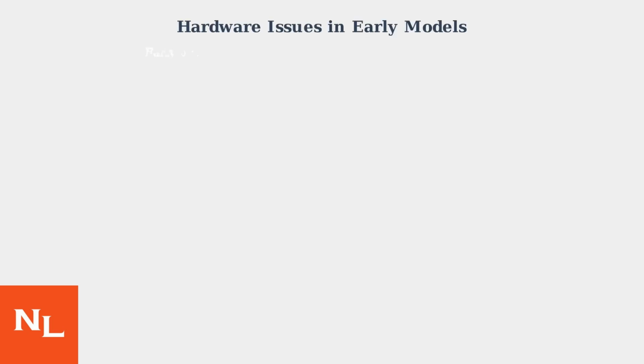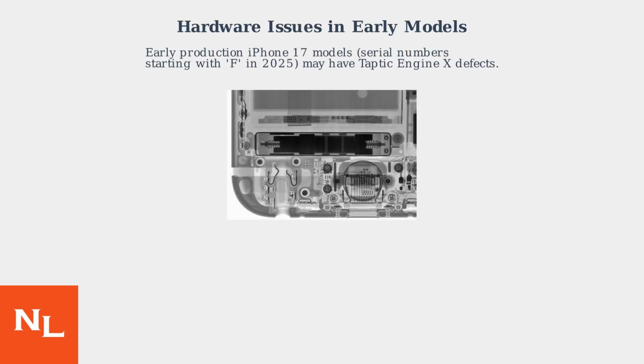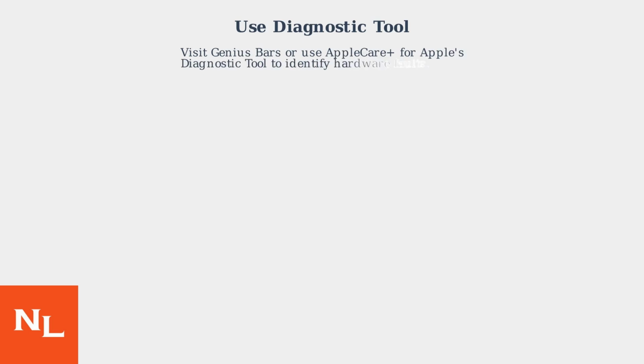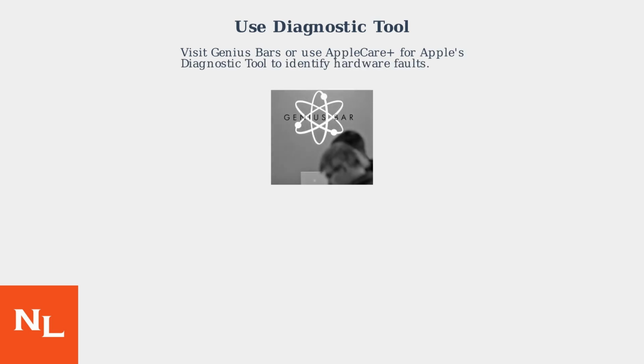If software solutions fail, consider a potential hardware issue, especially if you have an early production model with serial numbers starting with F in 2025. Apple has acknowledged isolated cases of Taptic Engine X defects, offering free in-store replacements under warranty. Use Apple's diagnostic tool, available at Genius Bars or via AppleCare Plus, to diagnose hardware faults.